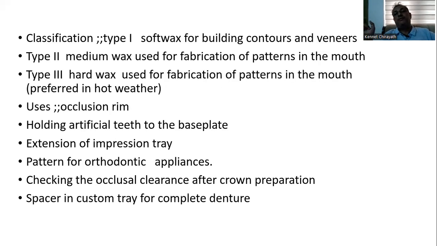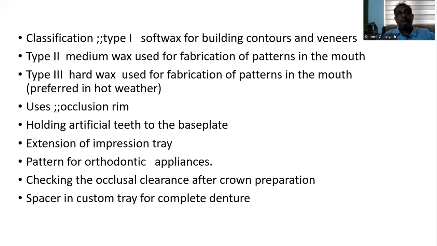Type 1 is soft wax for building up the contour of the veneer. Type 2 is medium wax used for the fabrication of a pattern in the mouth. And type 3 is hard wax used for the fabrication of the pattern in the mouth, preferred in hot weather.